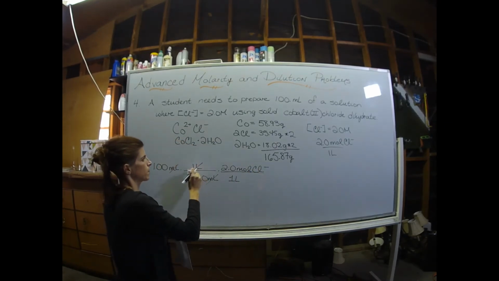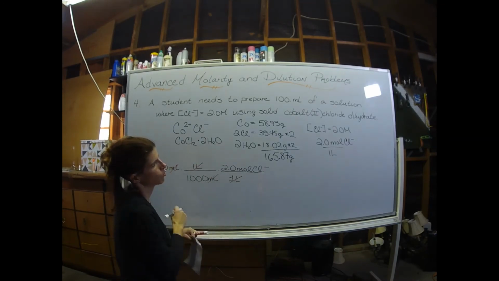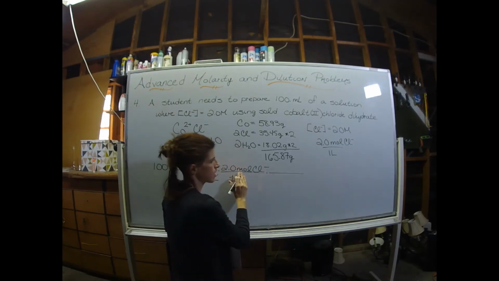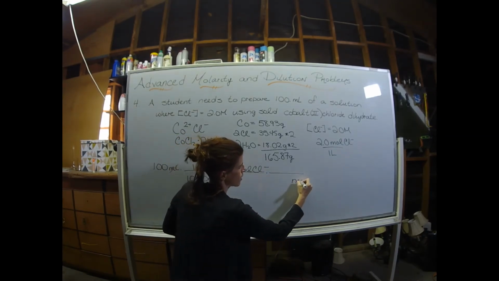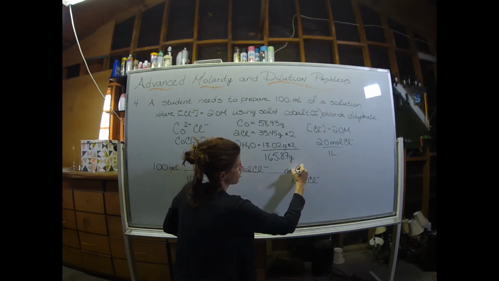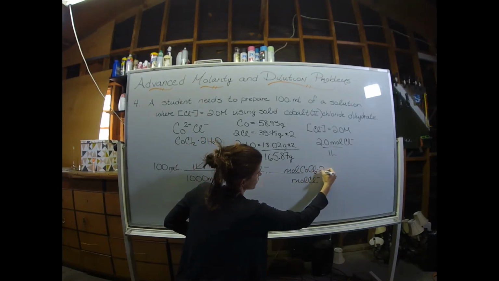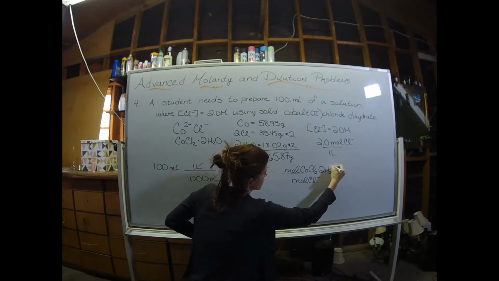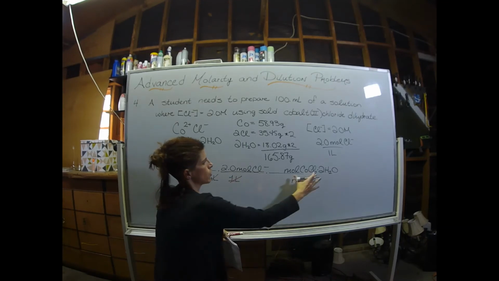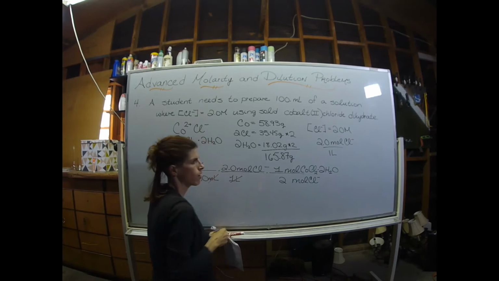Well, these liters are gone. I don't have chloride ions though. I have cobalt 2 chloride dihydrate. So let me set up my next conversion factor to get rid of moles of chloride and change it into moles of the cobalt chloride dihydrate. So this is going to be one of those formula conversion factors. There's going to be 2 moles of chloride in every 1 mole of the hydrate.